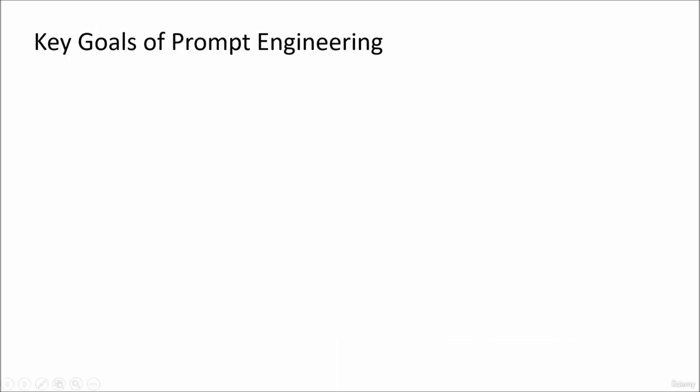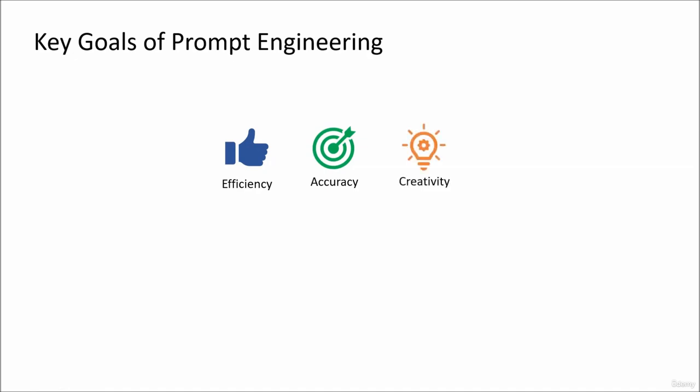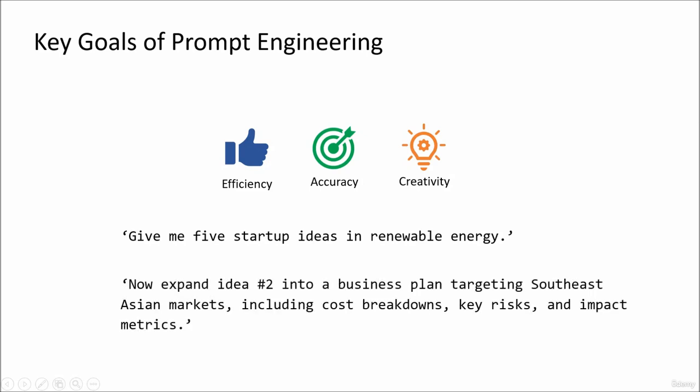At its heart, prompt engineering aims to optimize 3 things: efficiency, getting the right output faster without trial and error; accuracy, reducing ambiguity and hallucinations by being clear; creativity, unlocking surprising, innovative results from AI models. And trust me, creativity is a big one. You might start with a simple prompt like, "Give me 5 startup ideas in renewable energy." But with advanced prompting, you can push the AI further through a prompt like this. "Now expand idea number 2 into a business plan targeting Southeast Asian markets, including cost breakdowns, key risks, and impact metrics." See the difference? Prompt engineering lets you shape AI into a true problem-solving assistant.